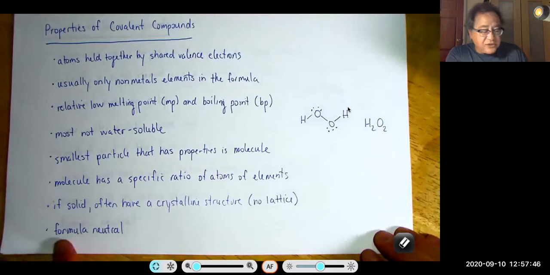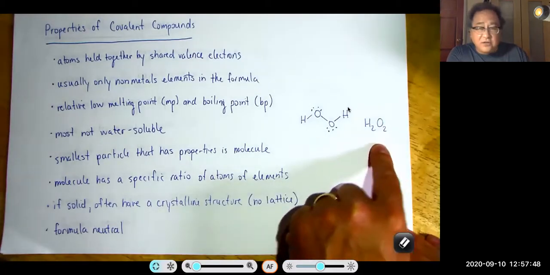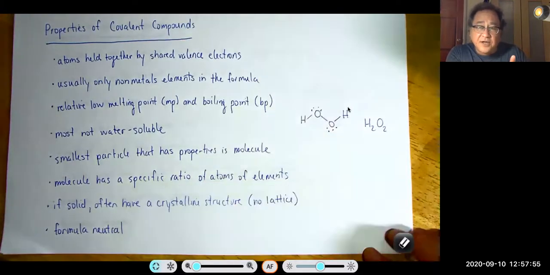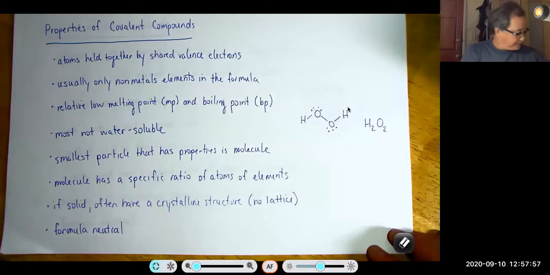The formula is neutral. So when we talk about molecular compounds, the formula of the compound is neutral, which means when you look at this whole thing, the number of electrons equals the number of protons.